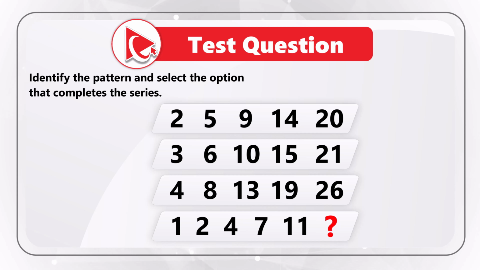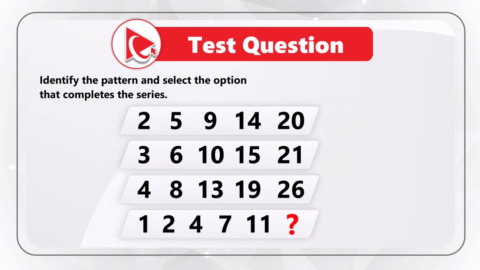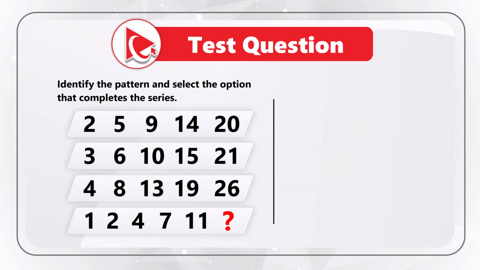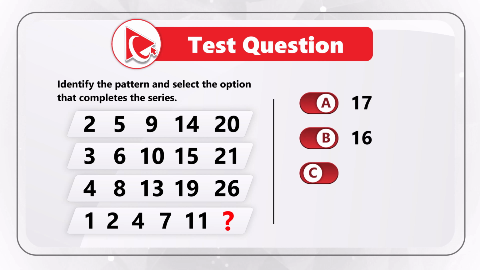You need to detect the pattern and select the missing number out of 4 possible choices. Choice A, 17. Choice B, 16. Choice C, 23. And last but not least, choice D, 18. Take a close look to see if you can come up with the solution.